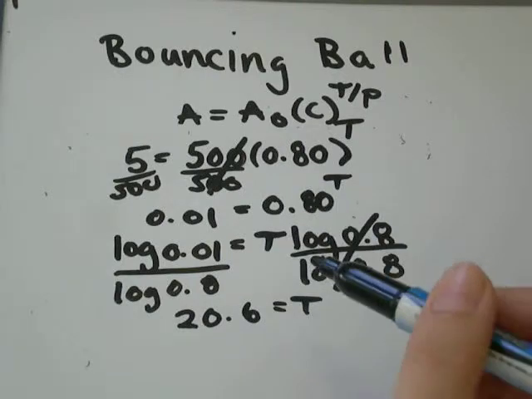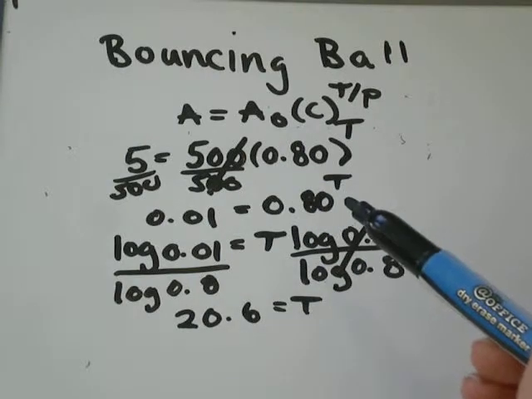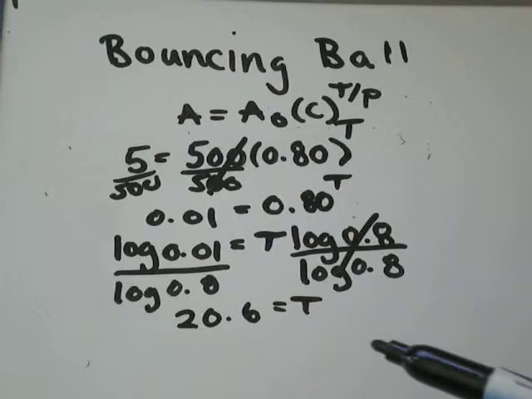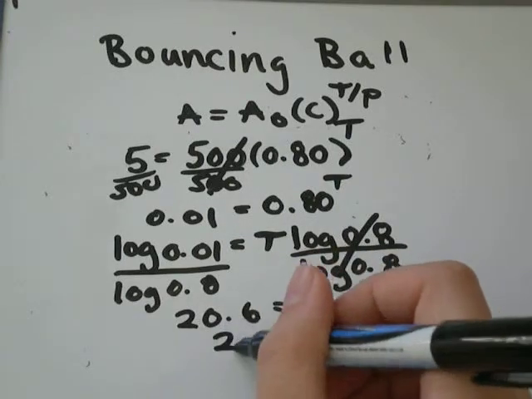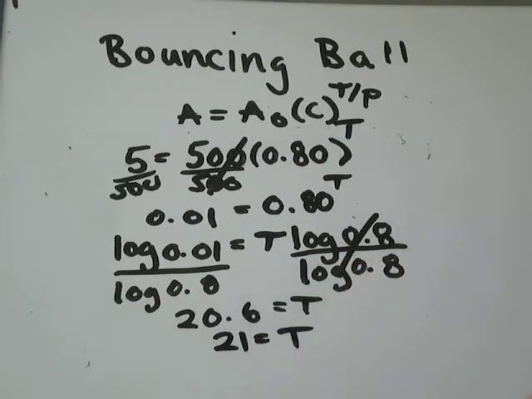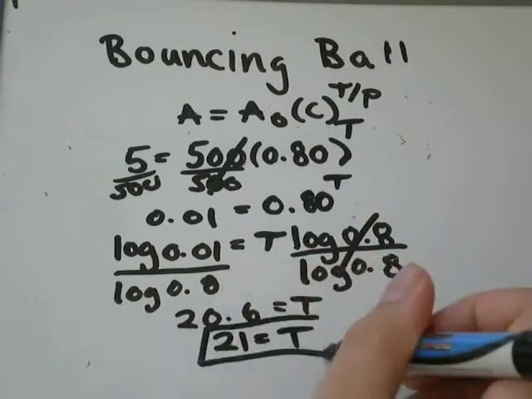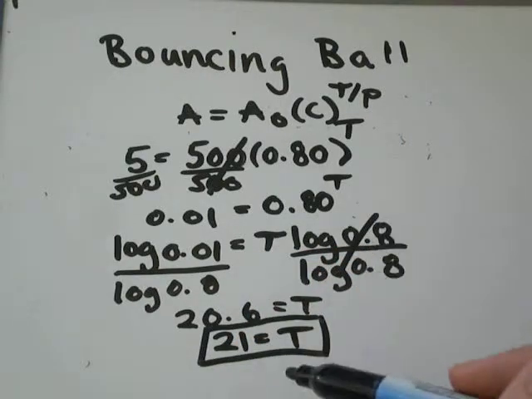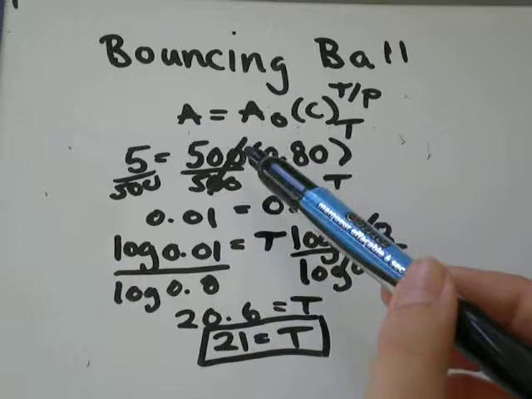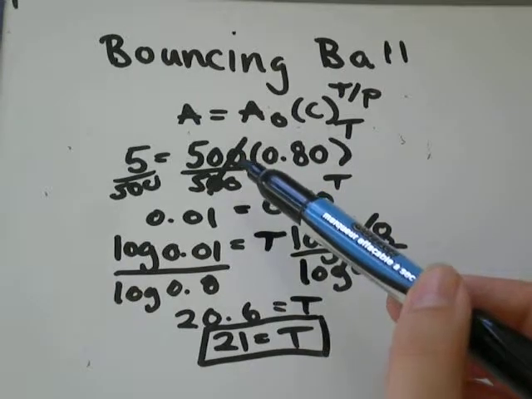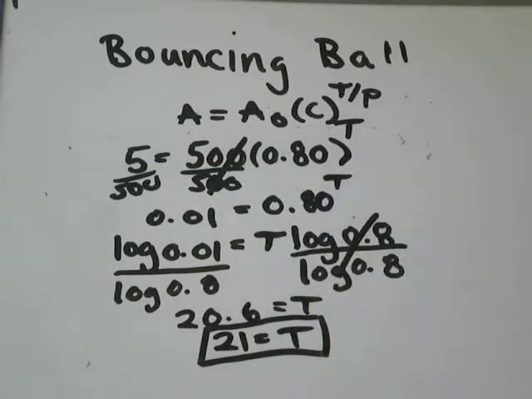We can't have a decimal, we want a number of bounces, so we've potentially been getting some rounding error. Let's round that up to 21 bounces. After 21 bounces, our ball that was originally dropped from a height of 500 centimeters, or 5 meters, is at 5 centimeters of height in this bounce.